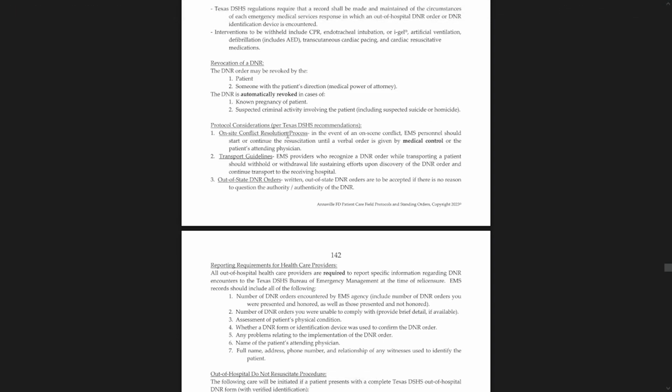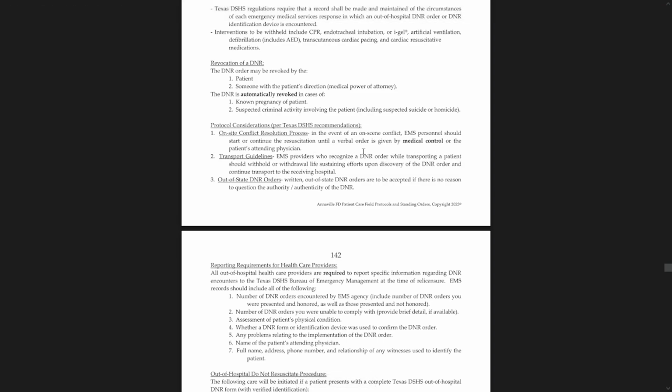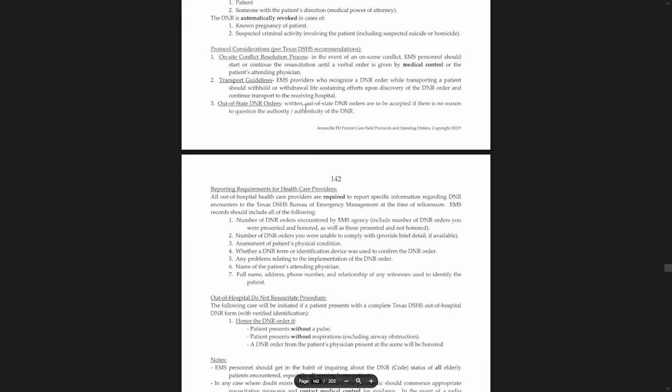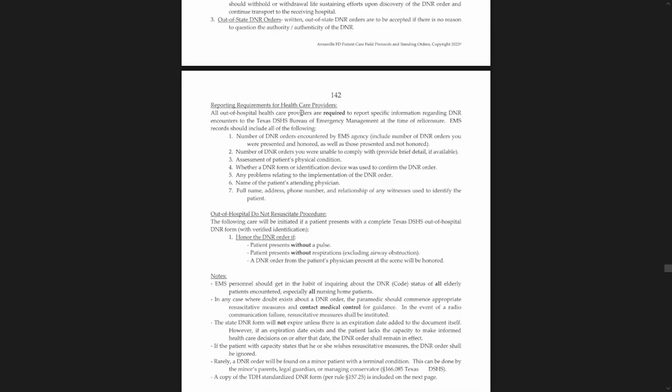Transport guidelines. EMS providers who recognize a DNR while transporting a patient should withhold or withdraw life-sustaining efforts upon discovery of the DNR order and continue transport to the receiving hospital. Out-of-state DNR orders: written out-of-state DNR orders are to be accepted if there is no reason to question the authority and authenticity of the DNR.